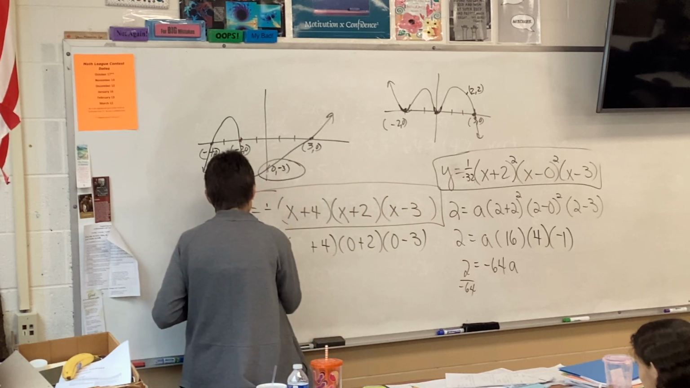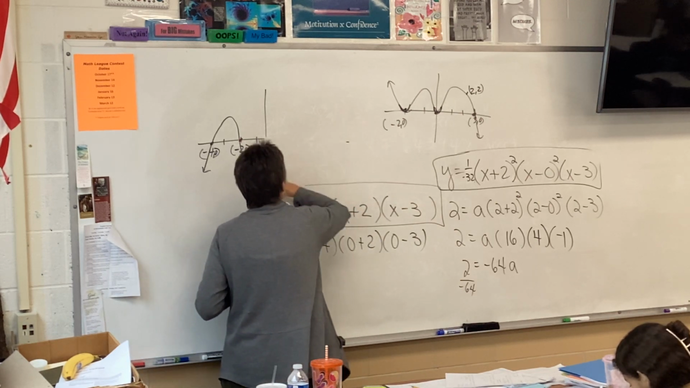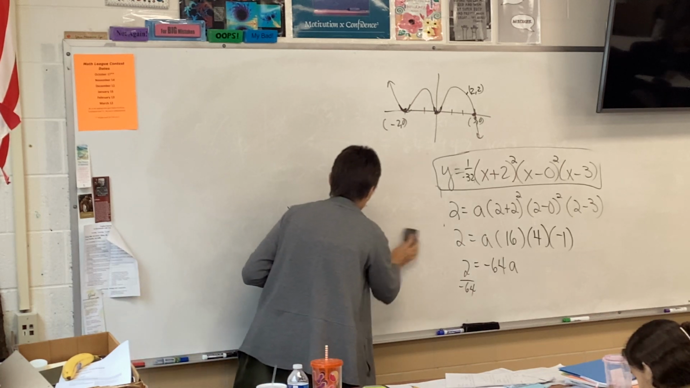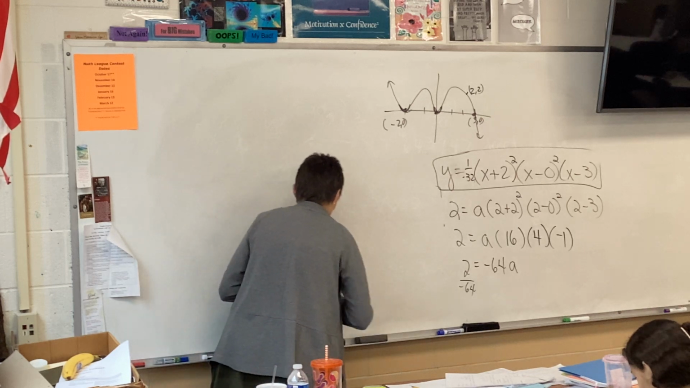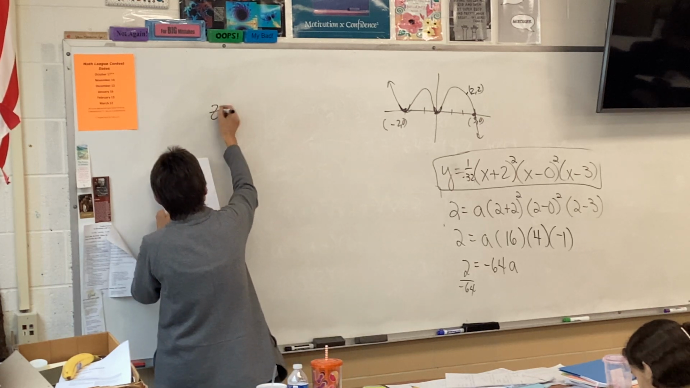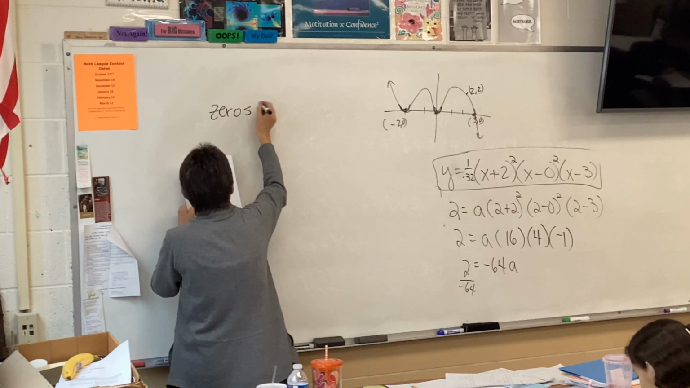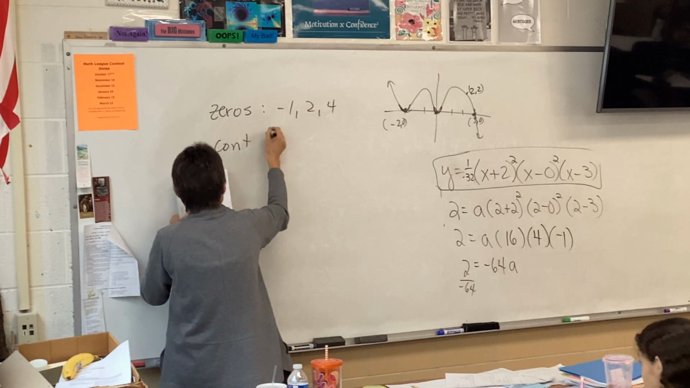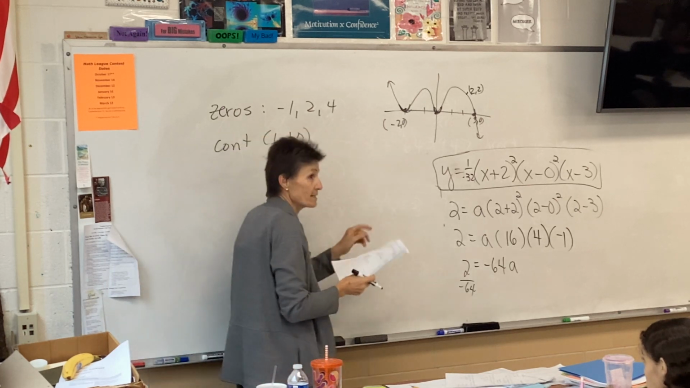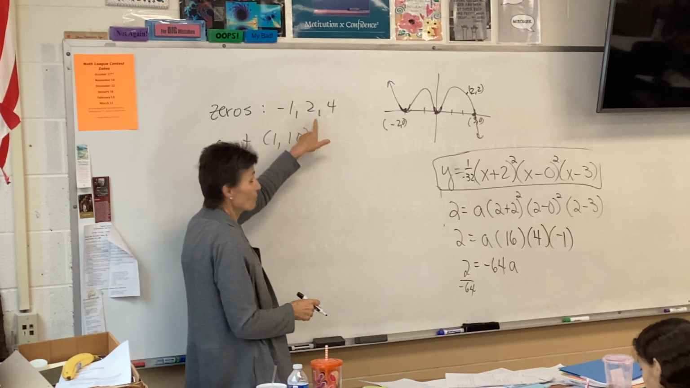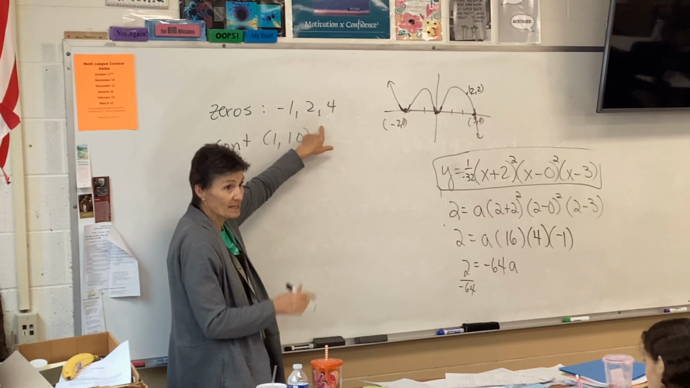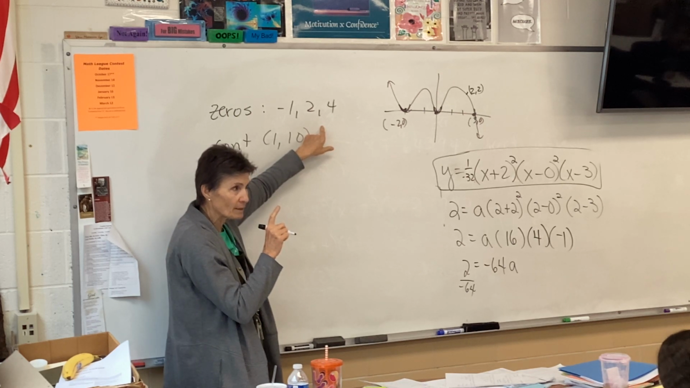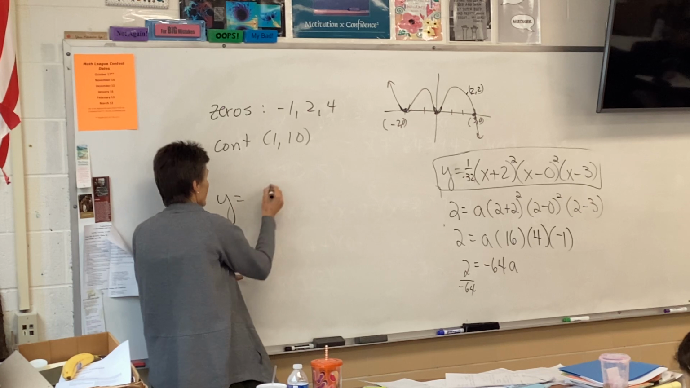Now, there's one more of these, and we're gonna do it. But it's different because they didn't draw a picture for me. So how is that gonna change things? Well, let's see. The zeros are negative 1, 2, and 4. What do we mean by zeros? The x-intercepts. Those are the points on the x-axis. That's what zeros are. So does that help me build my equation? Yes. Now I know what my factors are.